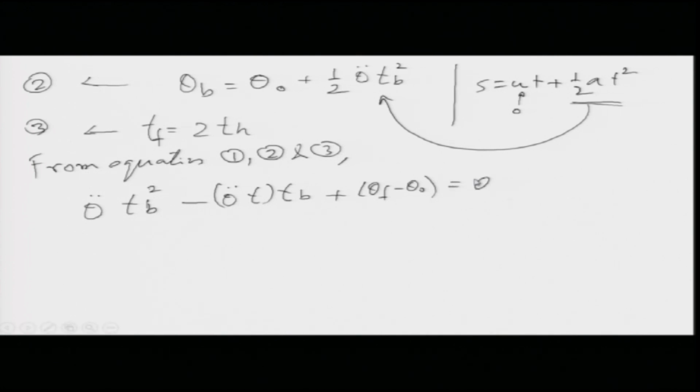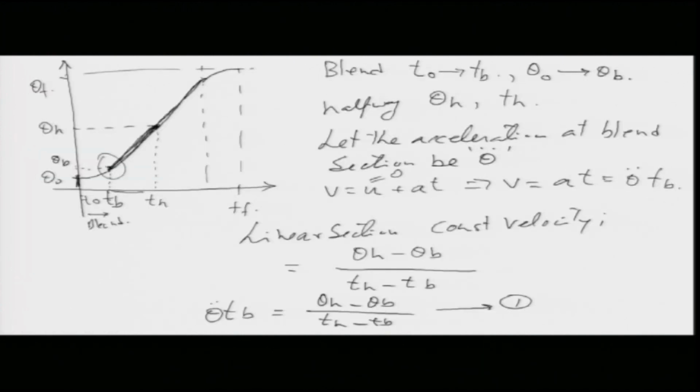Okay. So, combining all these three equations, what we get is one final equation of this form. Now, this is in terms of Tb. Basically, what we are trying to do is find where Tb should be. For example, if the acceleration is very slow, Tb is going to shift more towards the right. If acceleration is very fast, then Tb will shift towards the left.